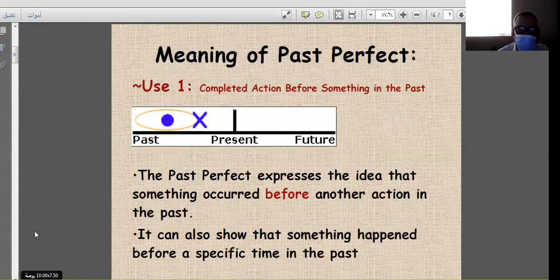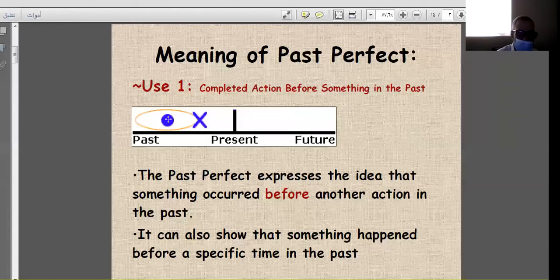Meaning of the past perfect: completed action before something in the past. So in the past we have two actions. Look here at this illustration and diagram. We have past, present, and future. Look, we have two actions. One comes first, and then we have another action. The first action is the past perfect, and the second action is the past simple.